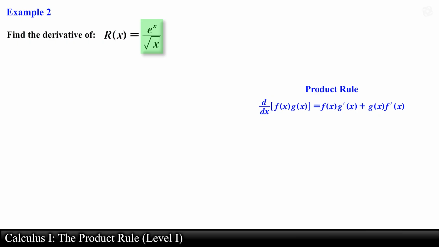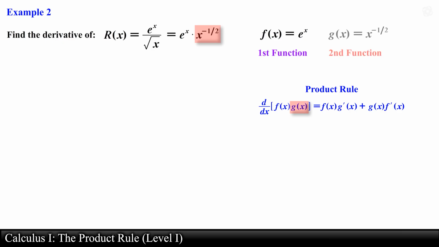All we need to do is to rewrite the expression into a product rule friendly form. In order to accomplish this, we can rewrite the radical in the denominator as x raised to the power of negative 1/2, as follows. Now we can go ahead and apply the product rule. I will assign e to the power of x as my f of x, the first function, and assign x raised to the power of negative 1/2 as my g of x, the second function.